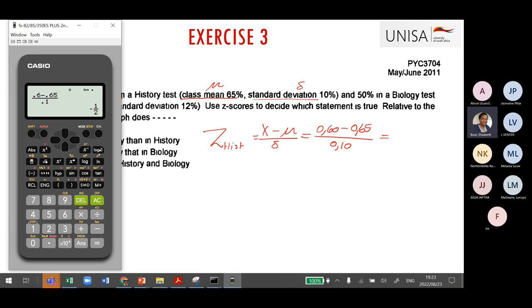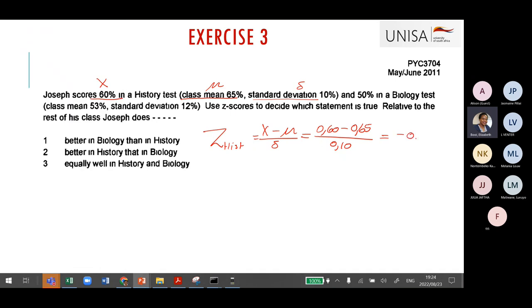Okay, so the answer is minus 0.5. So that will be minus 0.5. And I can just put 0 at the end or not. I don't even have to put 0 at the end. You can just leave it at that, because we're working with Z-score.